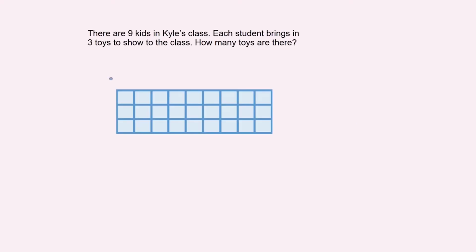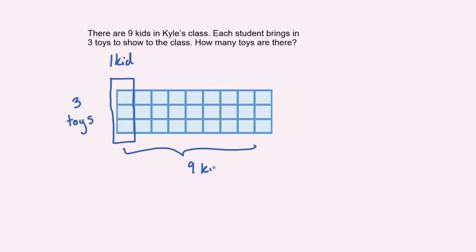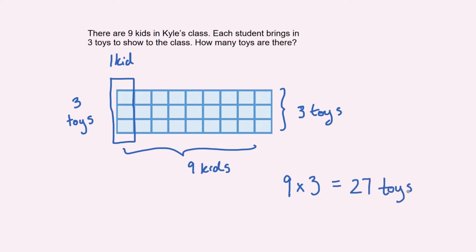By now, you should be familiar with multiplication problems like 9 times 3, 6 times 5, etc. These types of problems could come from a scenario like this. There are 9 kids in Kyle's class. Each student brings 3 toys to show to the class. How many toys are there? We can represent this problem by drawing a rectangle with 9 columns to represent the 9 kids and 3 rows to represent the 3 toys. This setup gives us the problem 9 times 3, which equals 9 plus 9 plus 9, which equals 27.